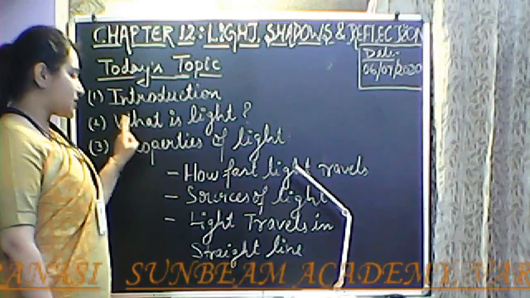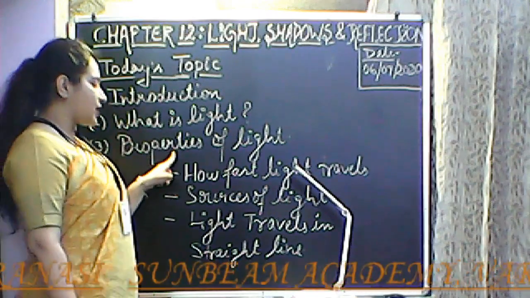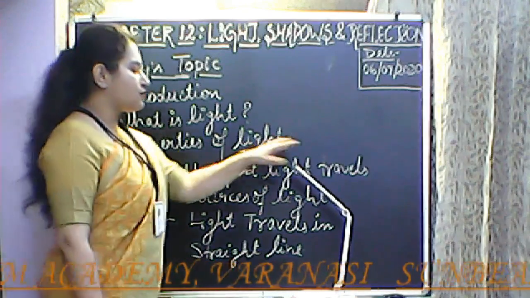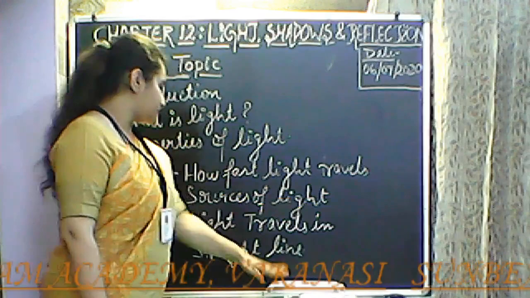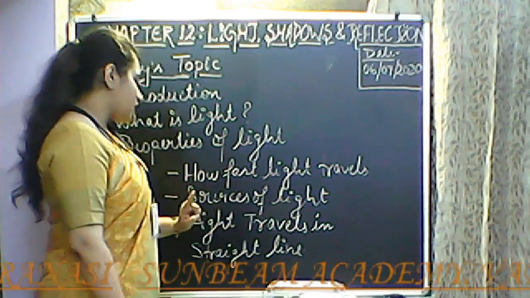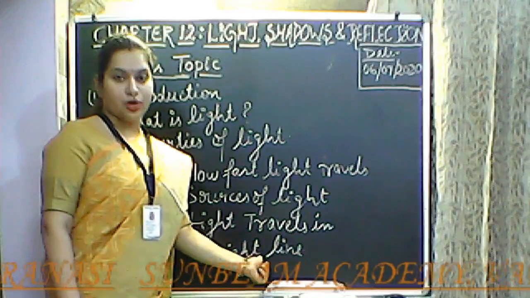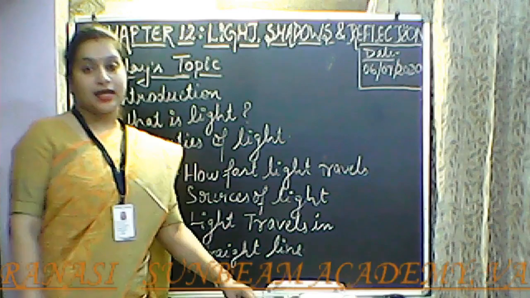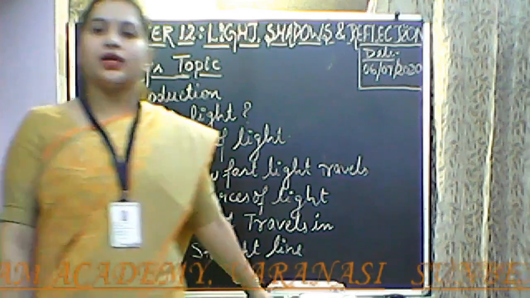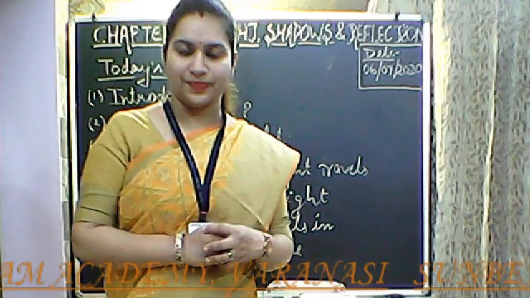what is light, properties of light, and in properties of light we will study how fast the light travels, sources of light. Light travels in a straight line. This is one of the properties of light. Okay kids, now before starting what is light, I will just ask you one question.